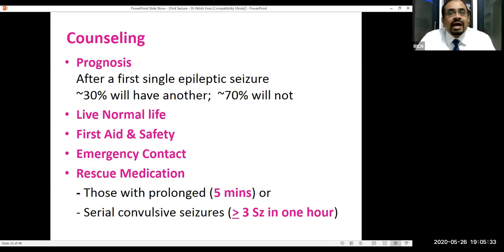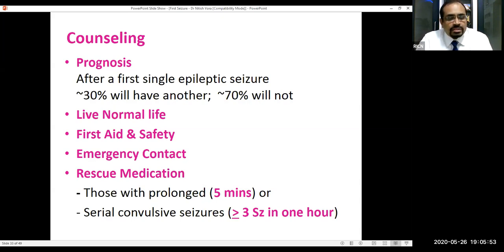Yes, 30% will have another seizure, and we need to know which are more likely. And if it occurs, live a normal life. Of course, explanation on first aid, safety, emergency contact numbers, and rescue medication. The rescue medication is very important, and we are talking about midazolam nasal spray. So when should we prescribe that?